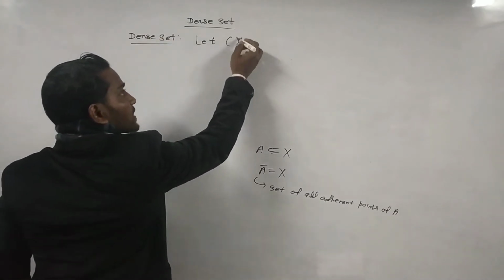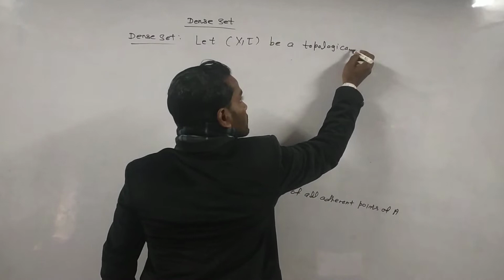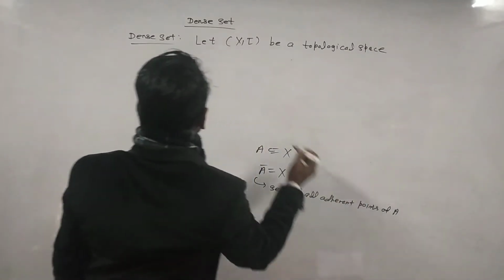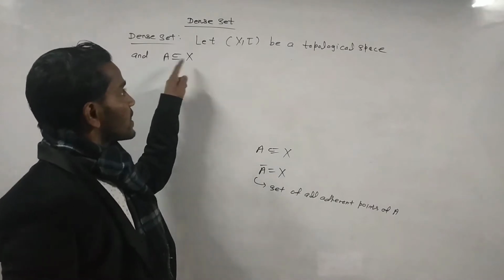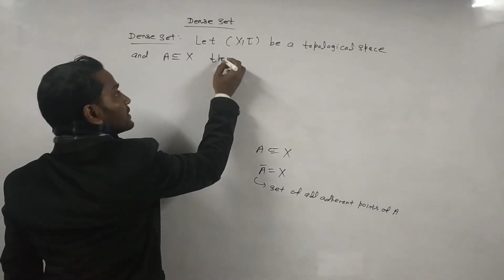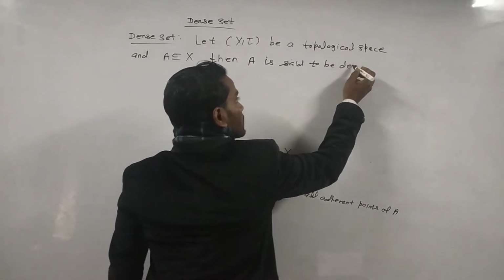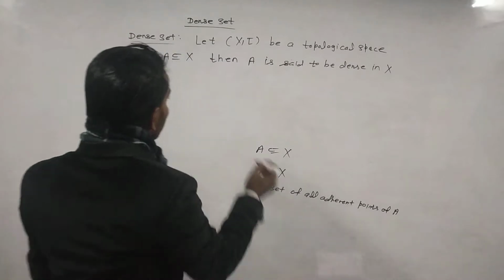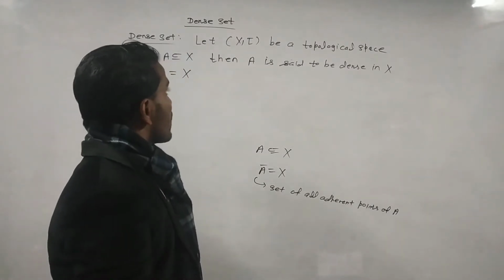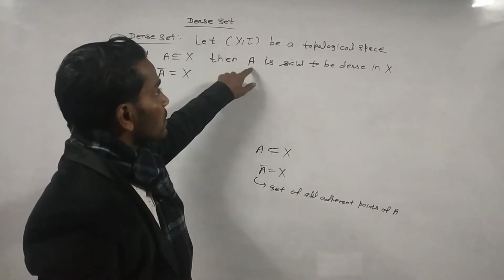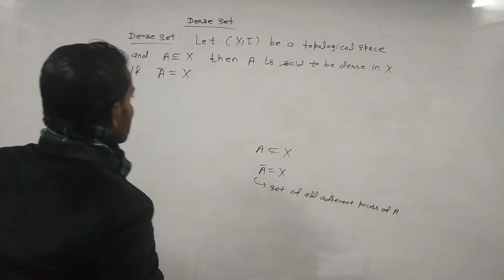Let (X, tau) be a topological space and A is any subset of X. Then A is said to be dense in X if A closure equals X. This means if we have any subset of X, then that set will be a dense subset in X if its closure equals X. Let's see an example.